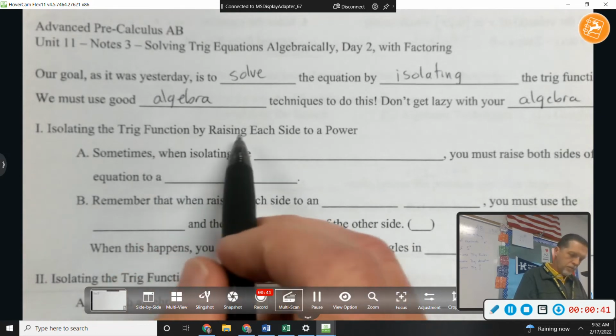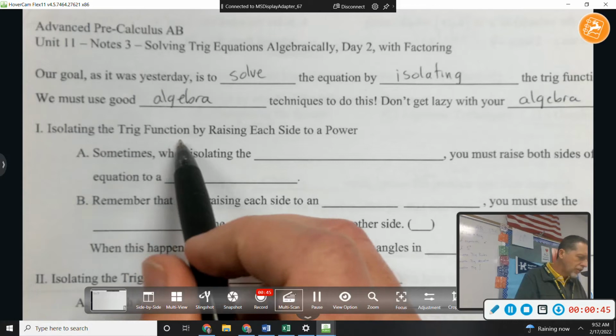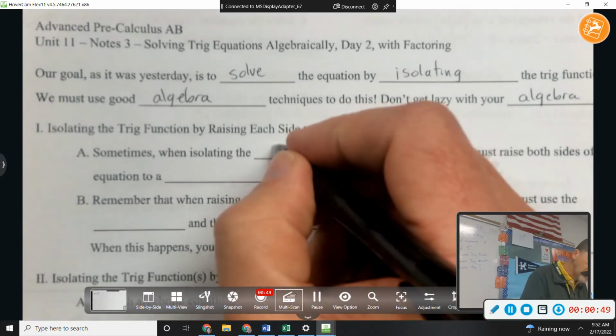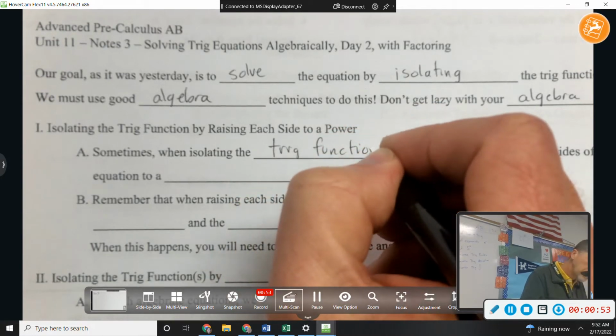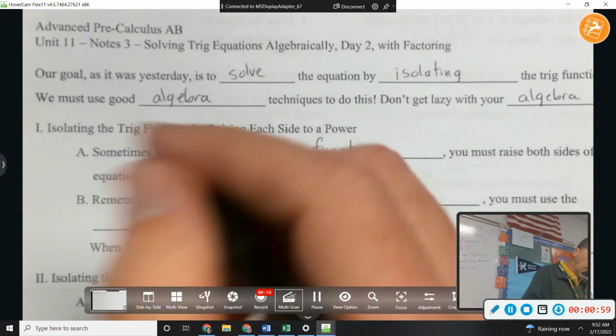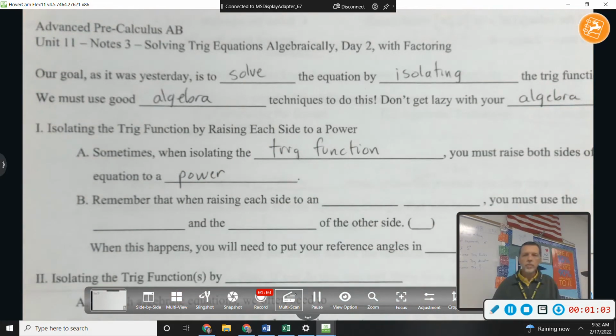All right, there's kind of two different things we can do. Roman numeral 1, isolating the trig function by raising each side to a power. Sometimes when isolating the trig function, you must raise both sides of the equation to a power. You've done this before, we just haven't done it with trig functions.